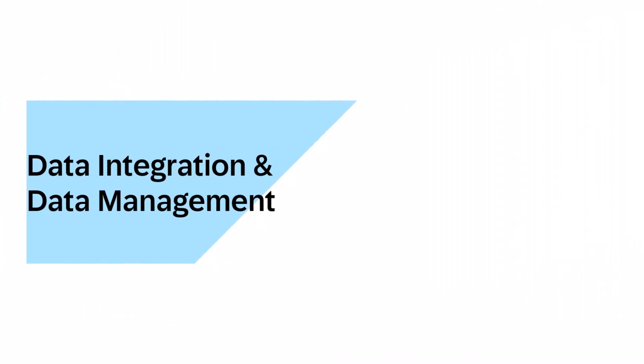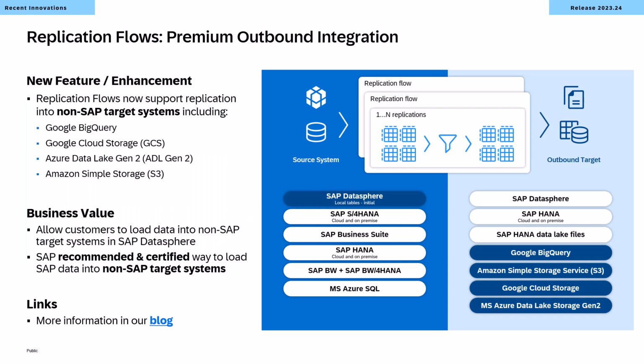So looking at the next area with data integration and data management, where we added also a good number of new features and functions. The first one is that we added to the existing replication flow capability new targets, and also, as you can see here in the dark blue, a new source, which is for that part Datasphere itself. So local tables can be a source for replication flows now with release 24.